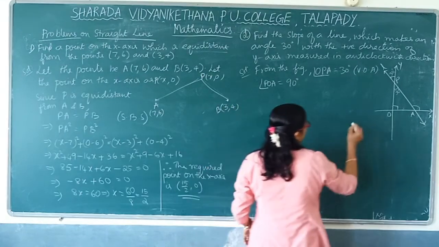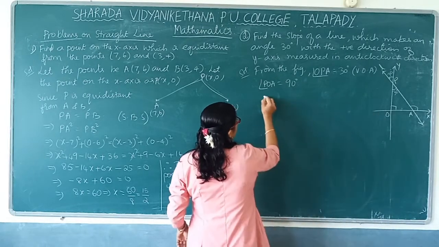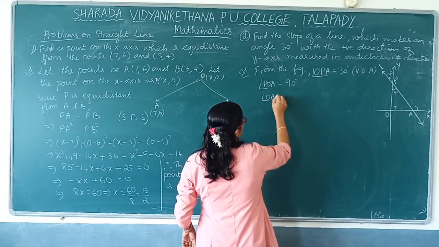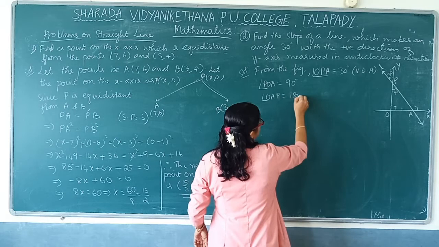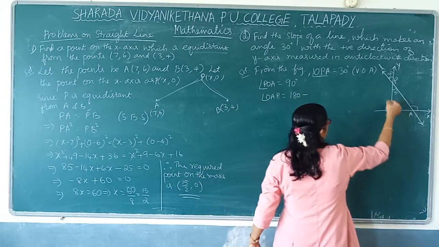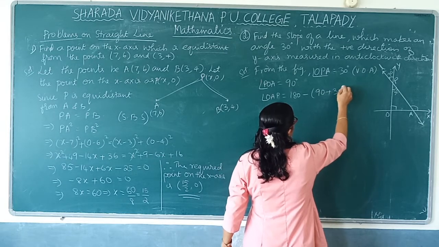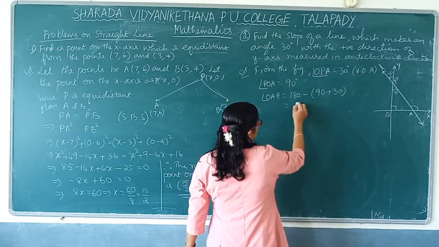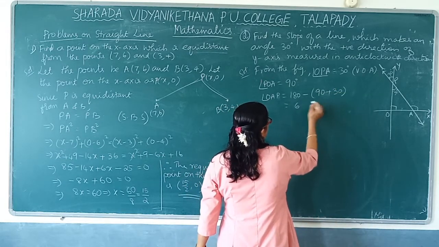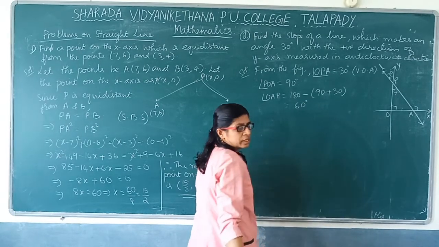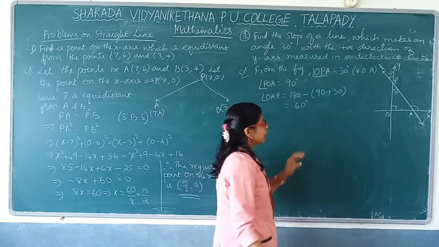Then what is angle OAP? Angle OAP is equal to 180 minus 90 plus 30, by the angle sum property, isn't it? 90 plus 30 is how much? 120. So 180 minus 120 is 60 degree. So angle OAP is 60 degree.